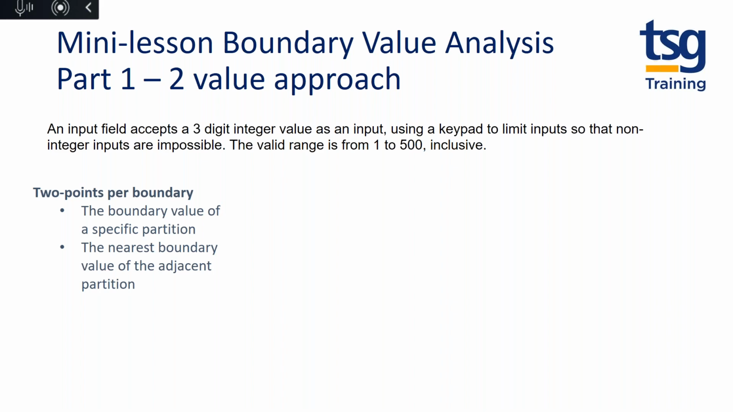So we've got a little requirement here that says an input field accepts a 3-digit integer value as an input using a keypad to limit inputs that non-integer inputs are impossible, and the valid range is from 1 to 500 inclusive. So if I did a bit of equivalence partitioning, then what we're going to have here, and I'm just going to check my pointer is going to work properly, is if I draw a number line, then we've got a valid range of between 1 and 500. So that's my valid partition.